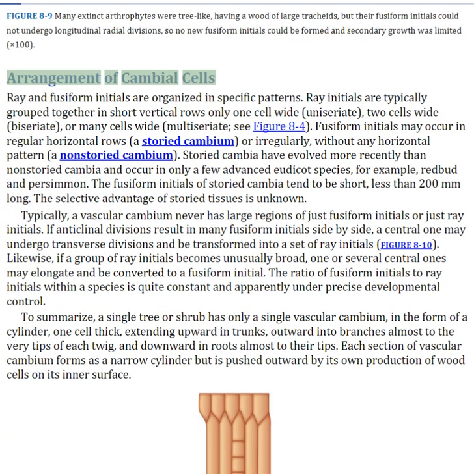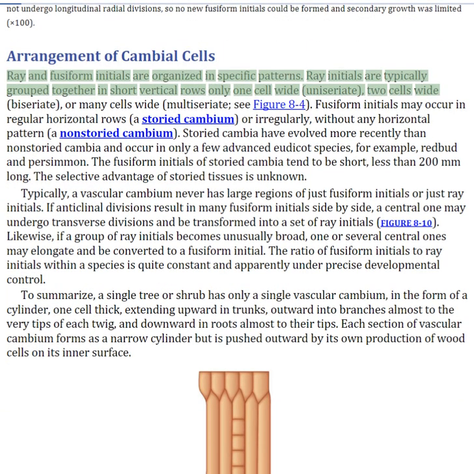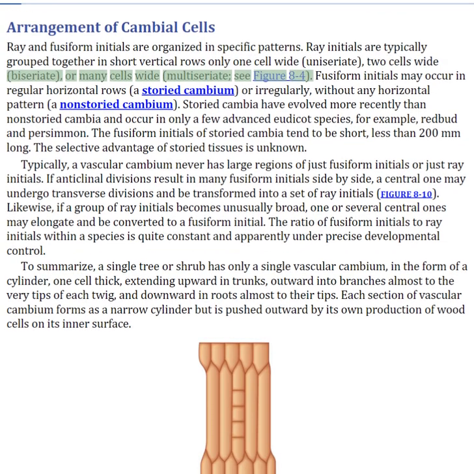Arrangement of cambial cells. Ray and fusiform initials are organized in specific patterns. Ray initials are typically grouped together in short vertical rows only 1 cell wide, 2 cells wide, or many cells wide. Fusiform initials may occur in regular horizontal rows or irregularly, without any horizontal pattern.